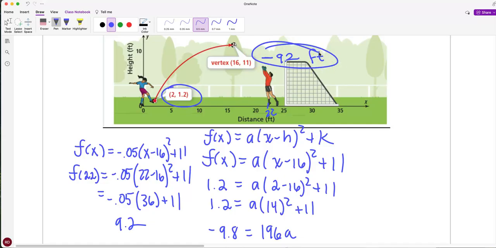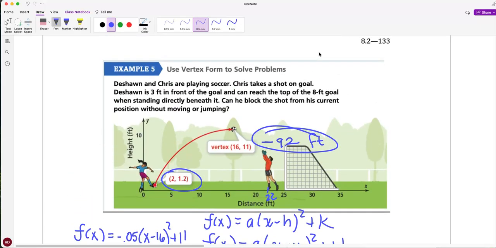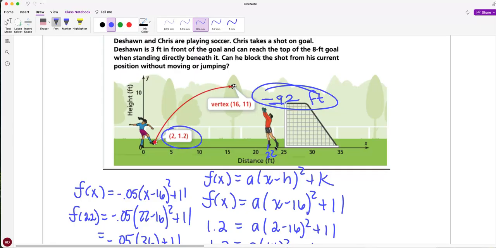So if the ball is 9.2 feet, and our guy can reach the top of the 8-foot goal, so the 8-foot goal is right here, then can he block the shot standing where he is? Well, if he can only reach up 8 feet, and at that moment the ball is 9.2 feet, it goes over his head. So can he do it without moving or jumping? The answer is no. The ball is 9.2 feet at that point.